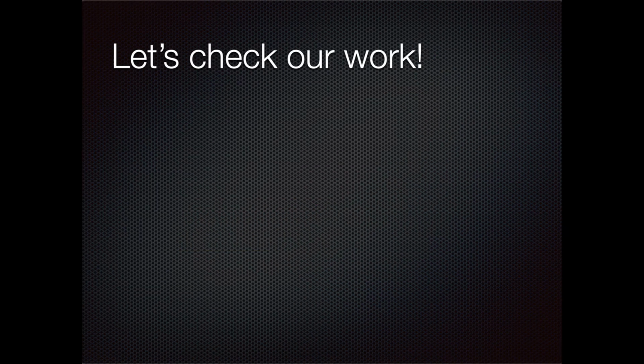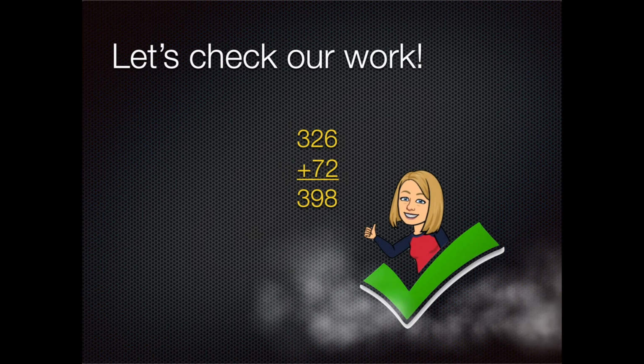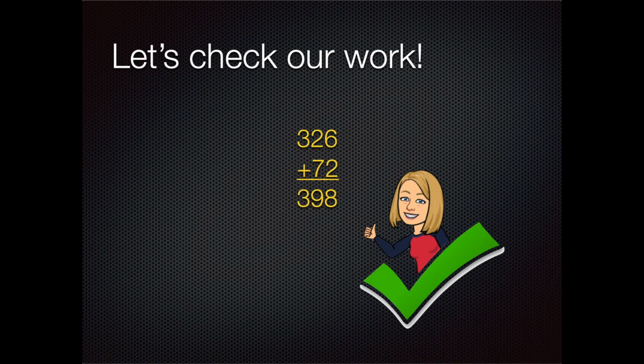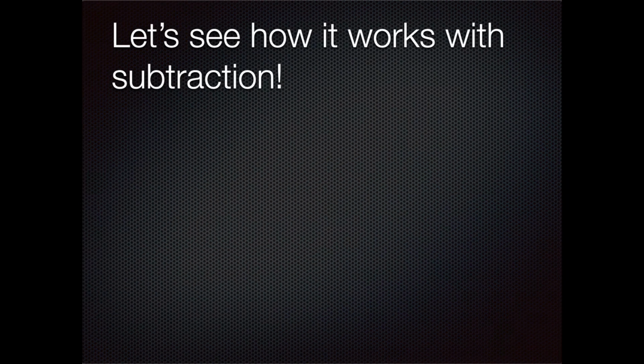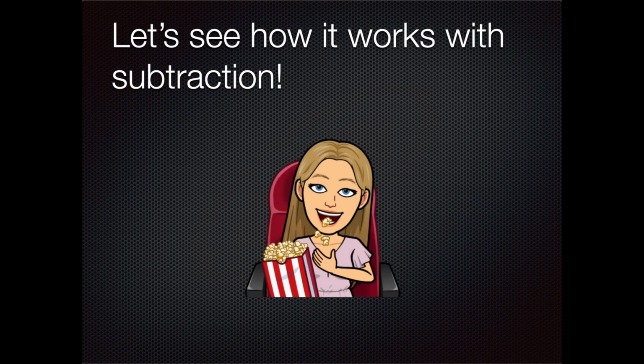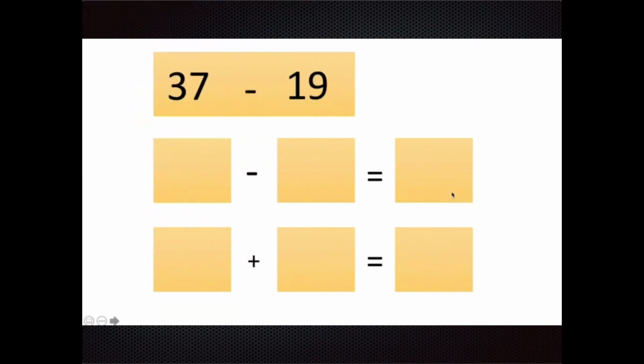Let's check our work. 326 plus 72 does equal 398. Let's see how it works with subtraction. So let's take the example 37 take away 19.